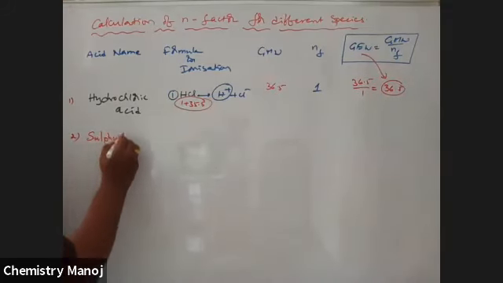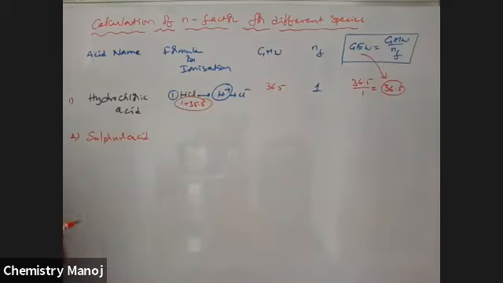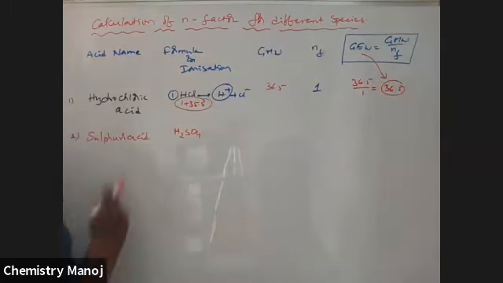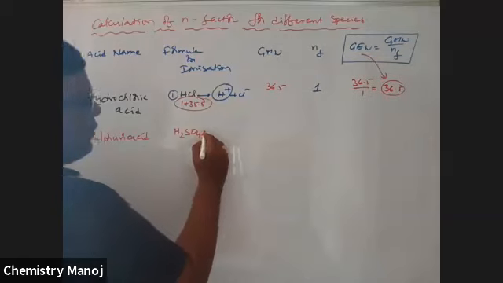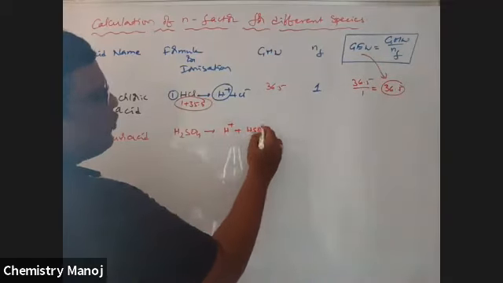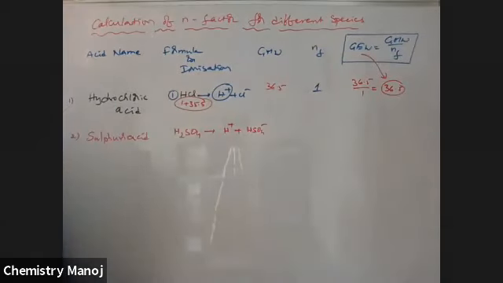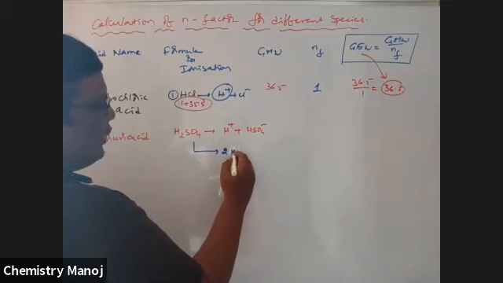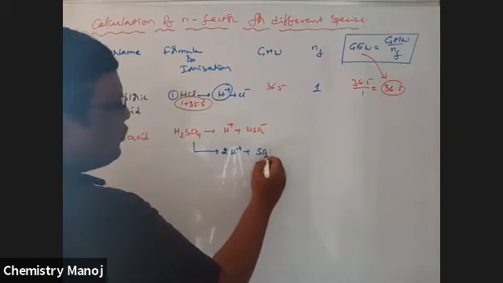Sulfuric acid. Its formula is H2SO4. It may dissociate into an H+ ion and an HSO4- ion, which is possible. Or it may dissociate into 2 H+ ions and SO4 2- ion.